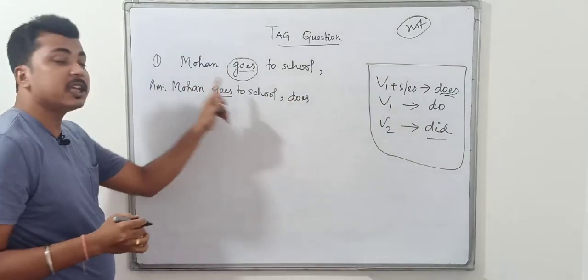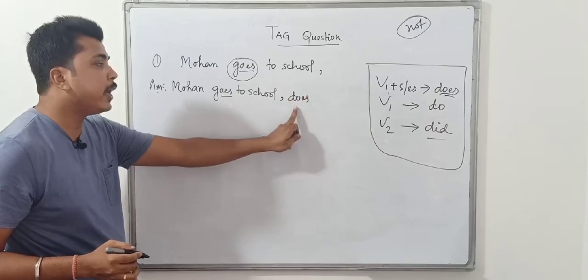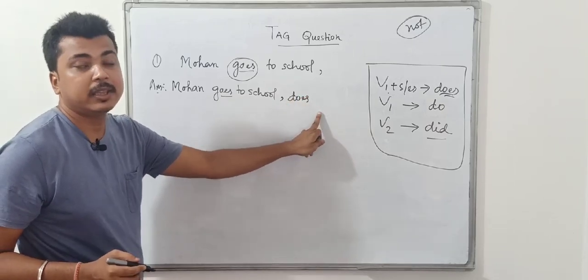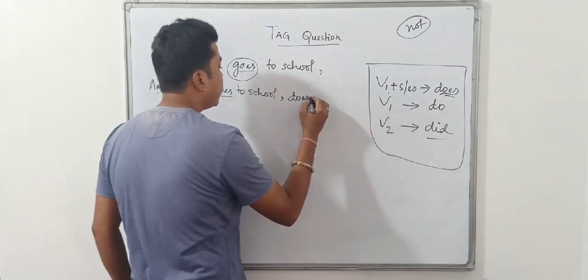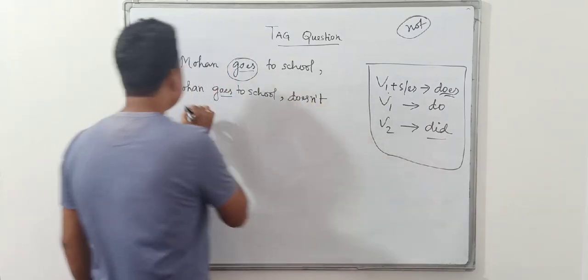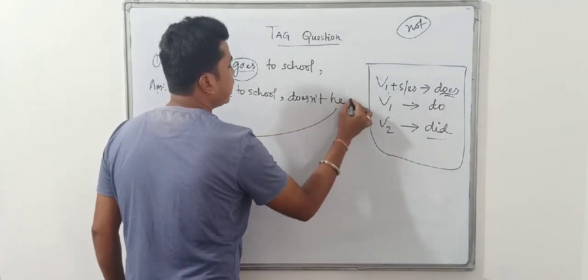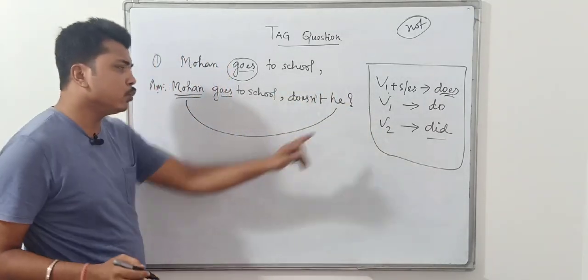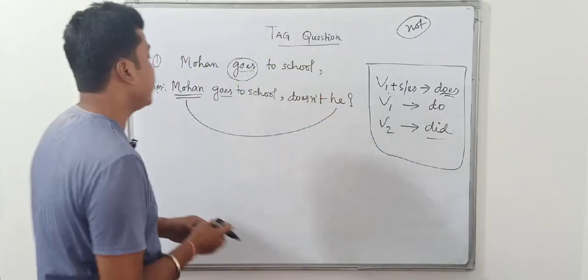Since this sentence is affirmative, you are going to make it negative. That means you are going to use not. If you add does not, then what will be the short form of it? Doesn't. Mohan doesn't. Then after the verb we are going to use what? Pronoun. Doesn't he? Question mark. Do not forget to give the question mark. Okay. So here it is one pattern.